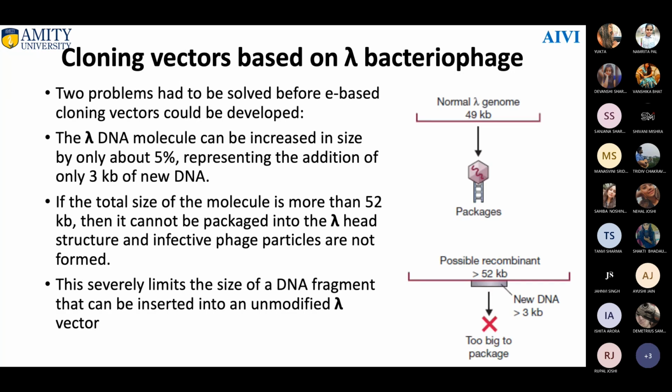So what do you do? Two problems had to be solved before a vector based on the lambda phage could be developed. The lambda phage molecule can be increased in size by only about 5%, representing the addition of 3 kb of new DNA. So the problem is still there, as in the case of M13 phage, where we can clone only a small amount of DNA. Here you can do just 3 kb, but our aim is to have more.